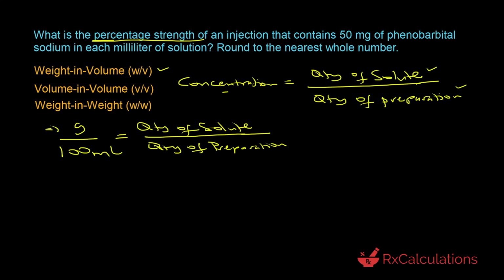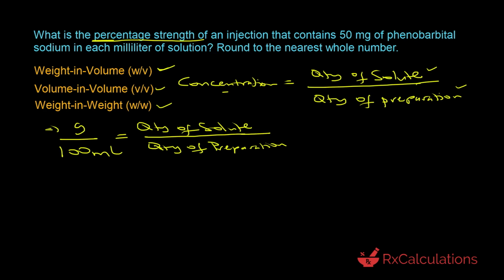But let's see how you apply this for this particular question. So here, the first thing we need to understand is what kind of situation are we in right now? Is it a weight in volume, a volume in volume, or a weight in weight? Now, sometimes the question actually tells you explicitly, but most of the time you need to infer that from the way the question is phrased.